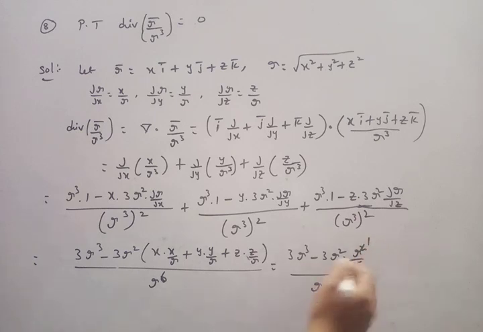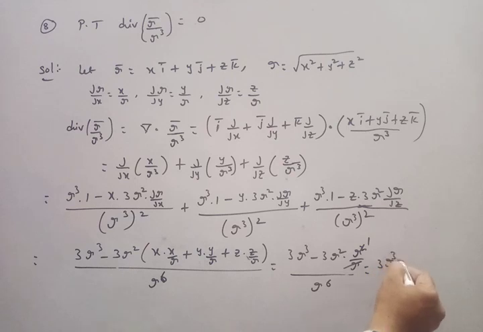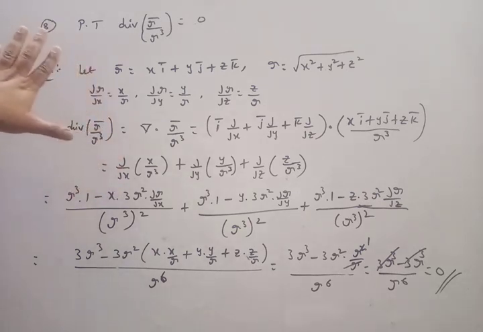R and r, so what do I get? R cube. So 3r cube minus 3r cube by r power 6. 3r cube minus 3r cube gets cancelled. 0 by r power 6 will give you 0. That's it. Simple. Very, very important here. It will come for 7 marks also sometimes. Sometimes it will be given for 5 marks or sometimes for 2 marks also. Okay, take down.